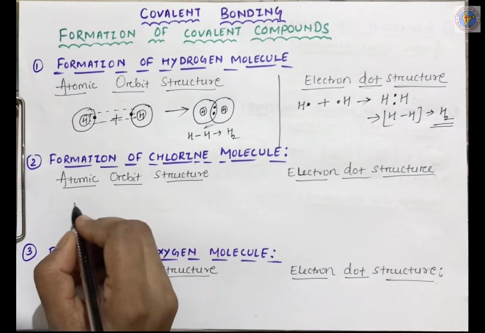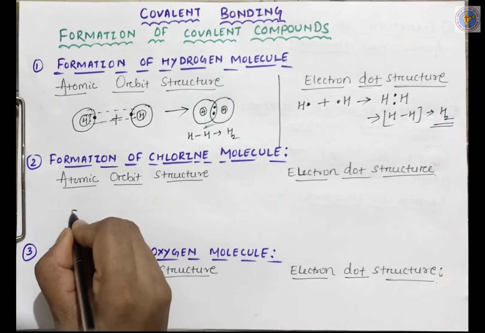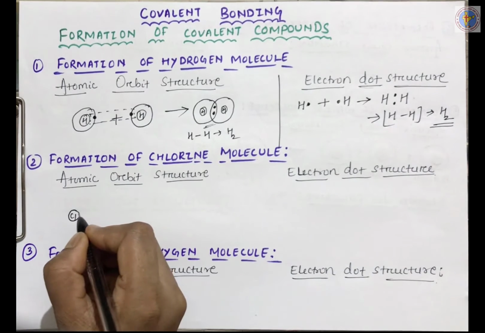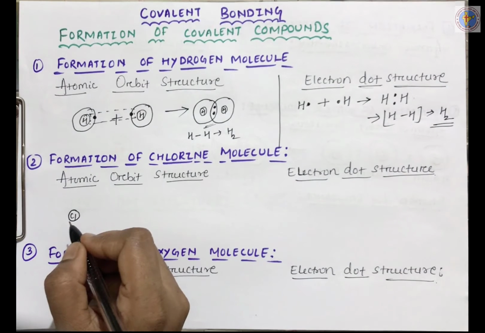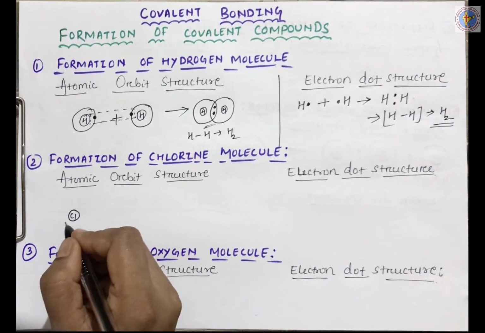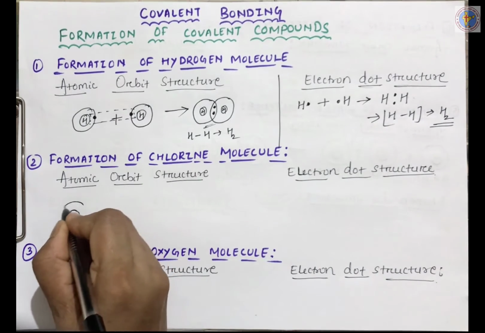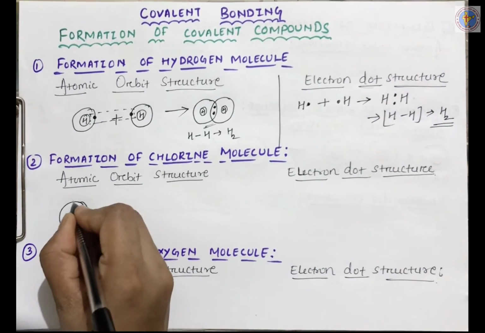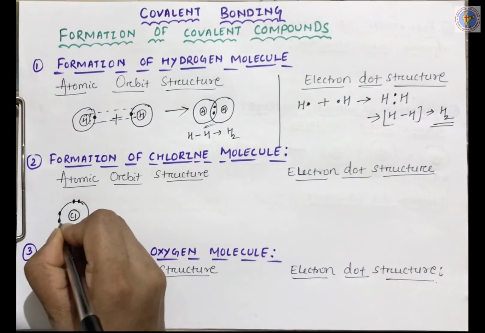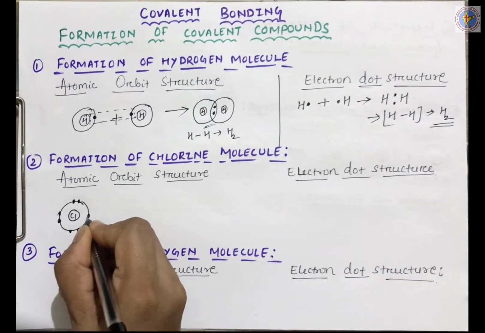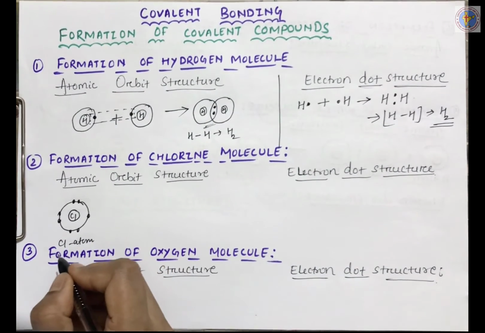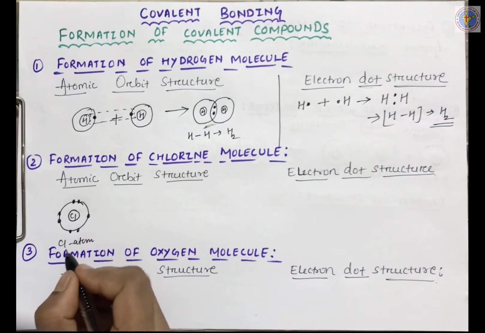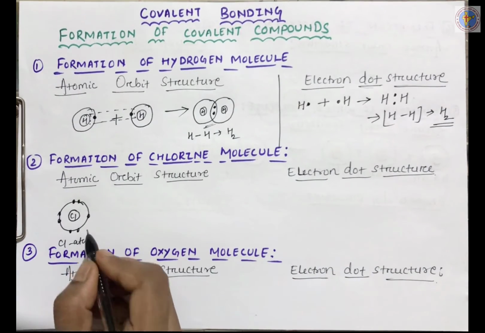Now let us learn the formation of the chlorine molecule. Similarly, let us draw the atomic orbit structure of the chlorine molecule. So this is your Cl, the nucleus of Cl. As I told you, you need to draw the nucleus, you should not start drawing the shells directly. First you need to draw the nucleus, after that you can start from the K shell. So this is your chlorine. How many electrons are present in the outermost shell of chlorine, children? 7, right? This is a chlorine atom and it is unstable, because in order to attain a stable electronic configuration, chlorine needs one more electron.